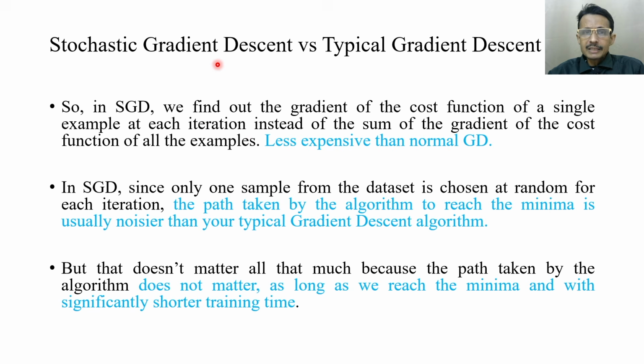So in stochastic gradient descent, when we compare with typical full batch gradient descent, this is less expensive, because we take only one sample instead of the sum of the gradient of the cost function over all examples. But there is an issue.